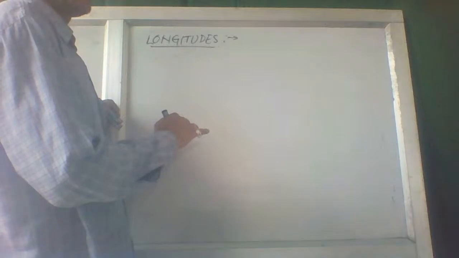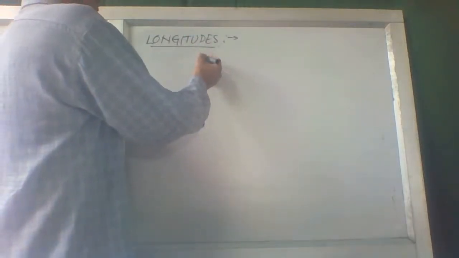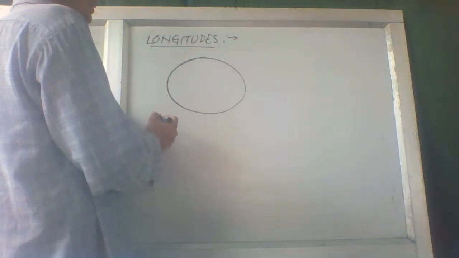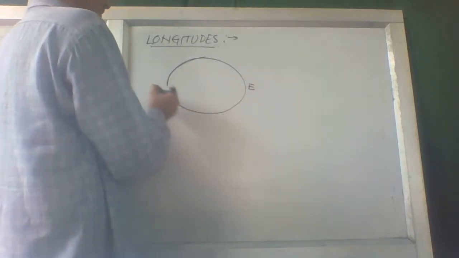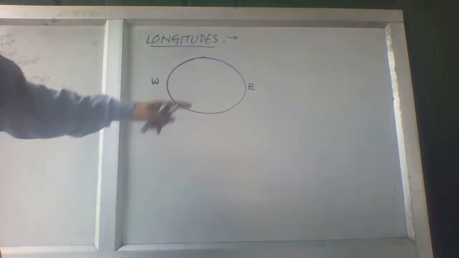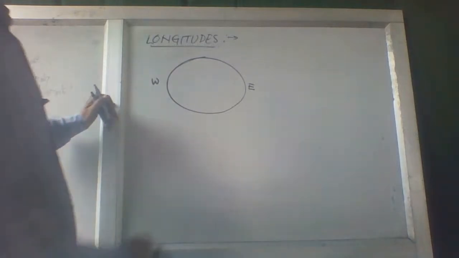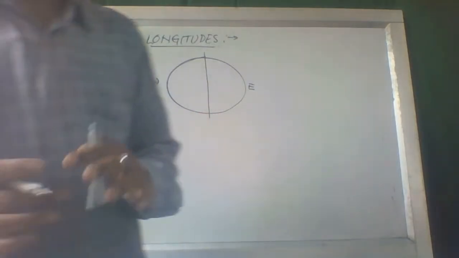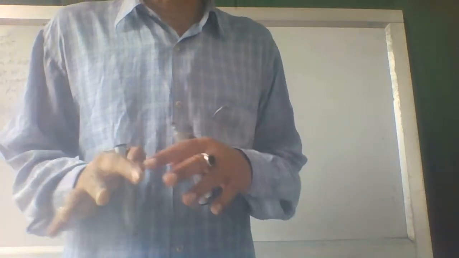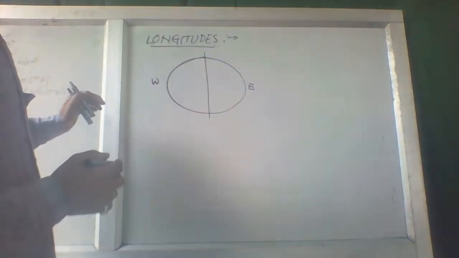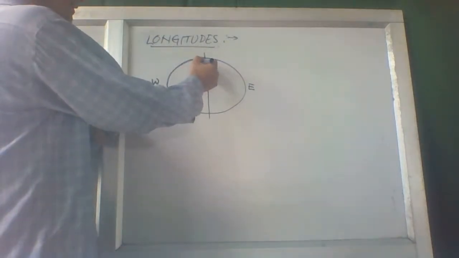North pole, south pole. Now, east and west. East and west. Now, draw a straight line, then divide it, the great circle. Okay, now, the longitude of a place is the angular distance of the place east or west of the prime meridian. Now, take first angular distance.